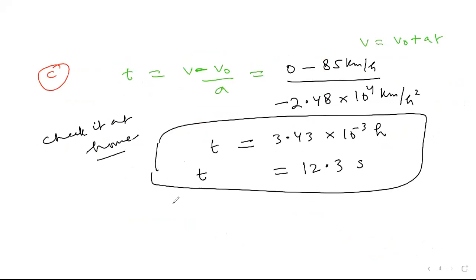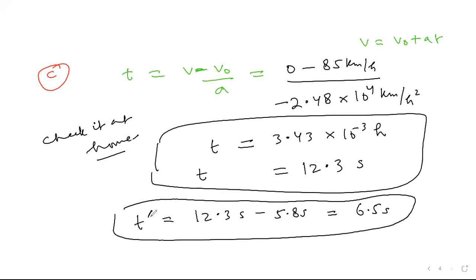Now see, the car comes to a stop 12.3 seconds after we begin braking. That is the required answer. I call that T prime, which is 12.3 seconds minus 5.8 seconds, which is 6.5 seconds. This is my answer for part C.